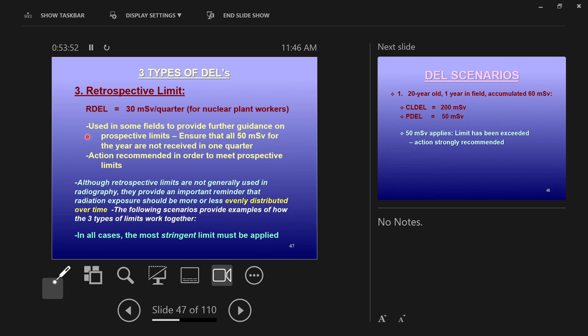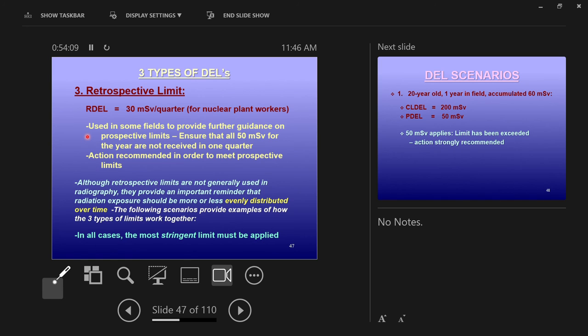So you have to stay below 30 millisieverts per quarter. You also have to stay below 50 millisieverts per year. And you have to stay below your lifetime limit of whatever your age is in years times 10. All of these have to be met.